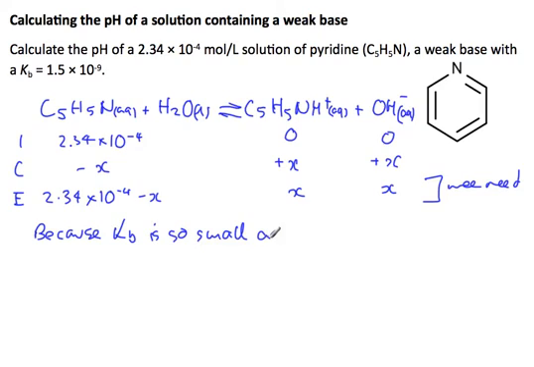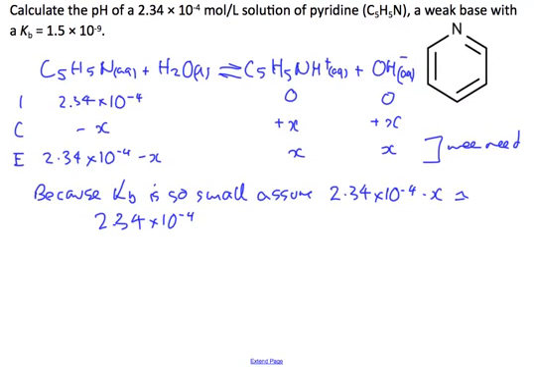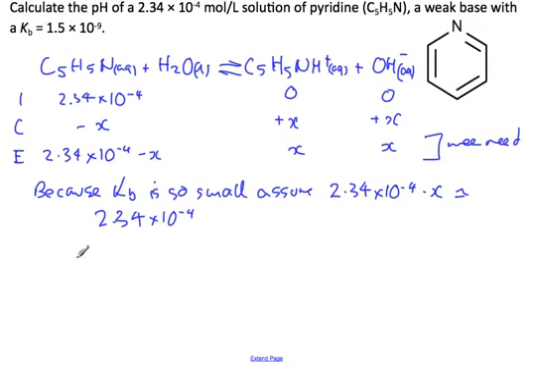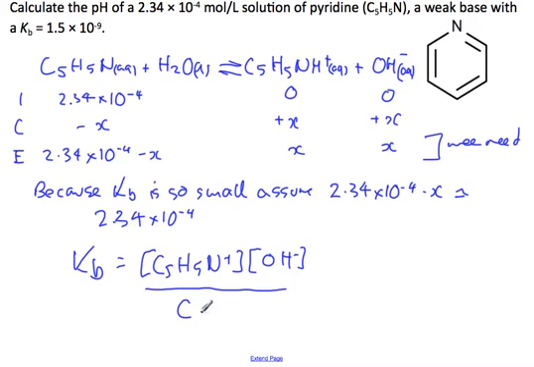Assume that 2.34 times 10 to the minus 4 minus x equals 2.34 times 10 to the minus 4. So that allows us not to have to solve a quadratic equation. So the weak base equilibrium expression: KB equals the concentration of our cation, C5H5NH plus, multiplied by the concentration of hydroxide ion, divided by the concentration of our base.